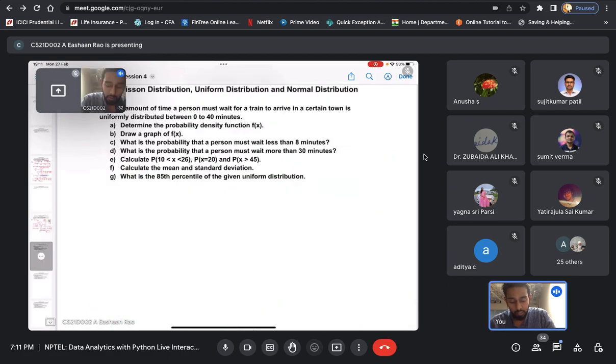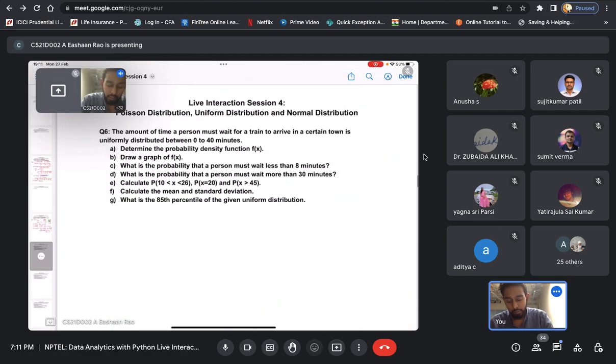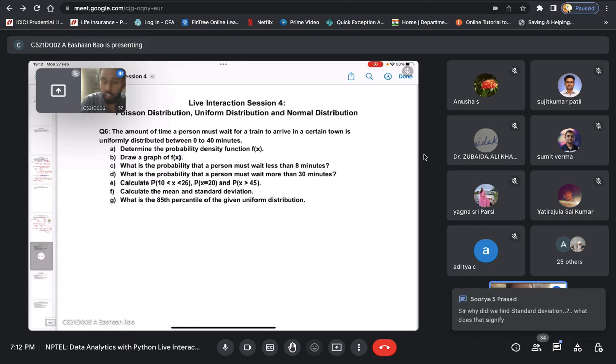Okay, so let's go to another question. The amount of time a person must wait for a train to arrive in a certain town is uniformly distributed between 0 and 40. So that is usually given there. The question is, determine the probability density function, define it, and draw a graph of fx.